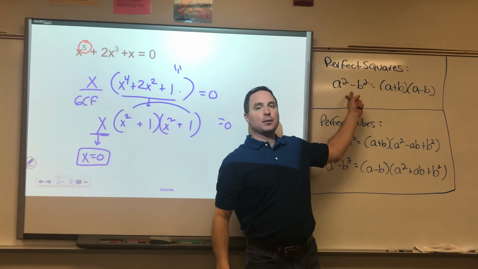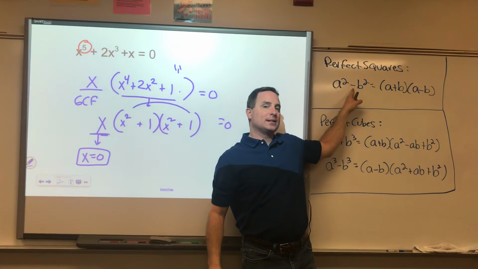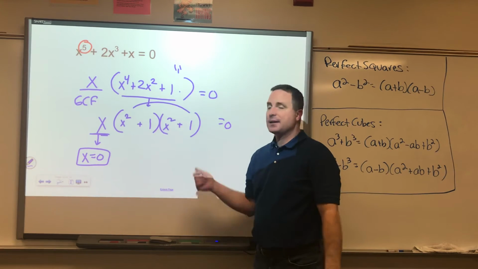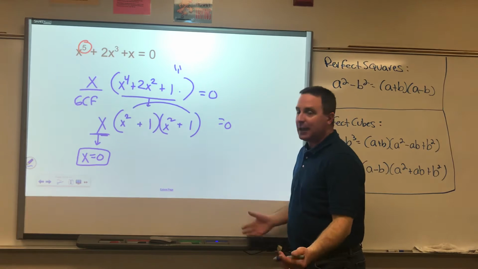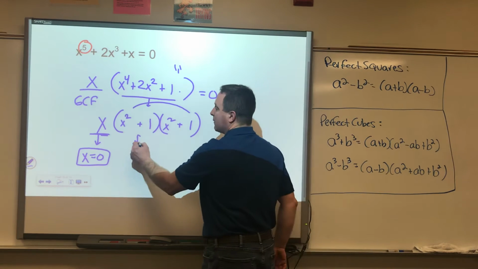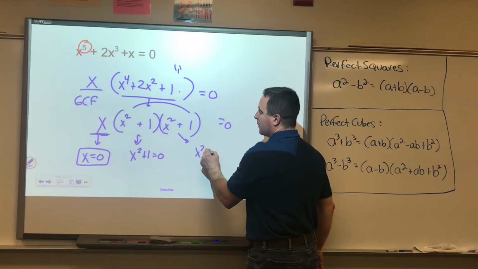Some of you are thinking that they're perfect squares. But remember, perfect squares only works when it's subtraction in between them. These have addition, so they're not factorable. Okay, but if they're not factorable, what can I do then? Well, I can set each one equal to 0. x squared plus 1 equals 0, and x squared plus 1 equals 0.